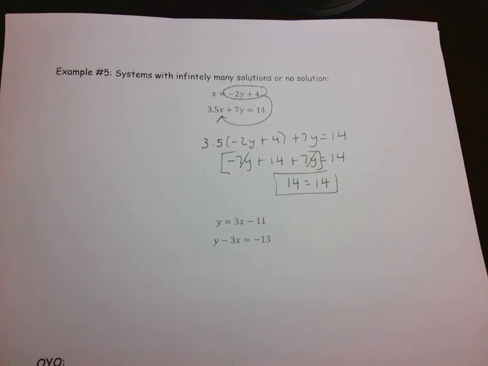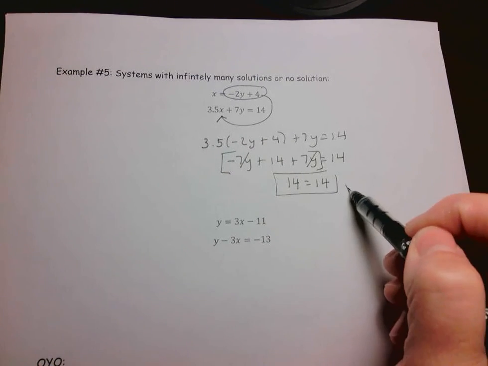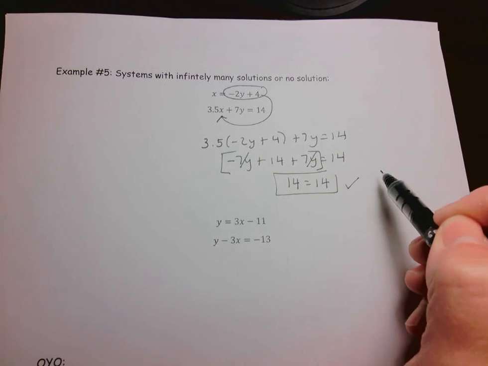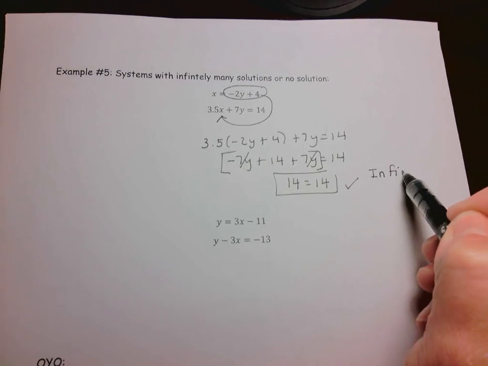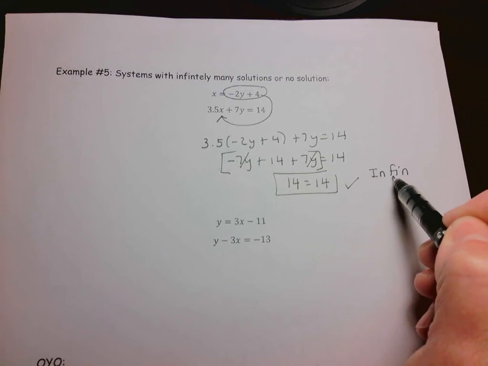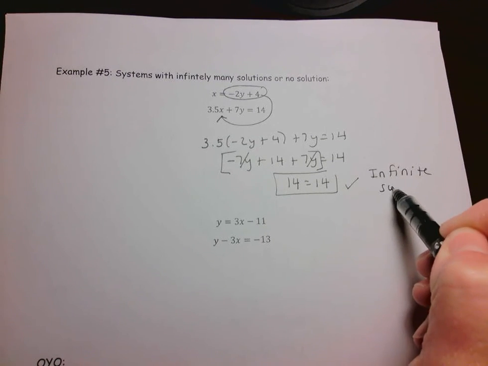So whenever you are solving and your variable disappears, you are left with one of two situations. You either have no solution or you have an infinite number of solutions. In other words, these are either the same line or they are parallel and they will never intersect. So here, since yes, 14 does equal 14, what does that mean? That means these are the same line. And so there's an infinite number of solutions. Oh, I don't know how to spell infinite. Infinite number of solutions.